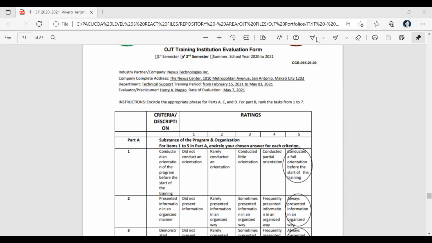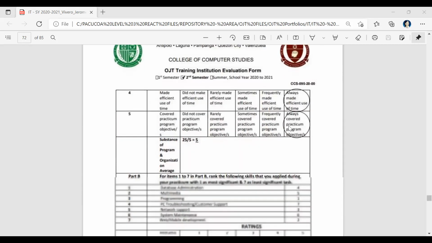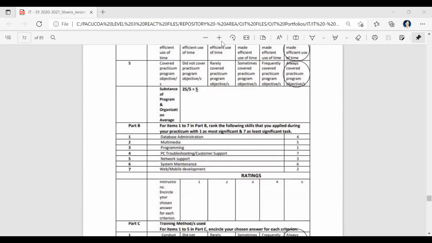Next is you have to encircle the necessary ratings. So in this case, these are the ratings given by that former OJT. And then you have to give the total. So here, 25 after counting the ratings. And then 25 divided by 5, and then do the math. So that is the result, which is 5.